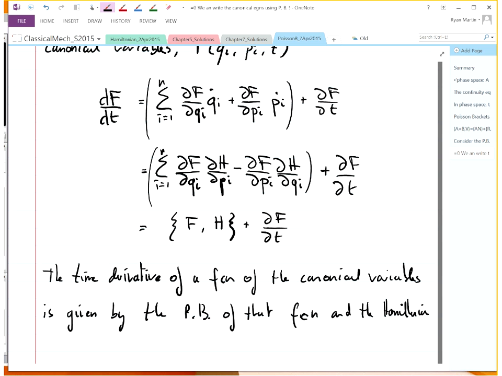So that means if I want to know how some function changes with time, I want to know its time derivative, all I have to do is take the Poisson bracket with the Hamiltonian. And if that function depended explicitly on time, I have to add ∂f/∂t at the end. So again, we see this connection between how things change with time and the Hamiltonian.